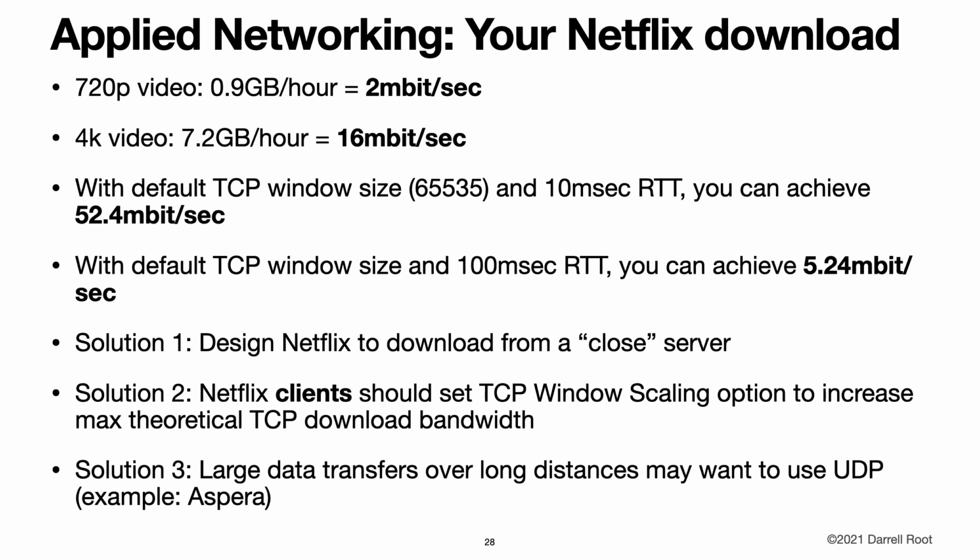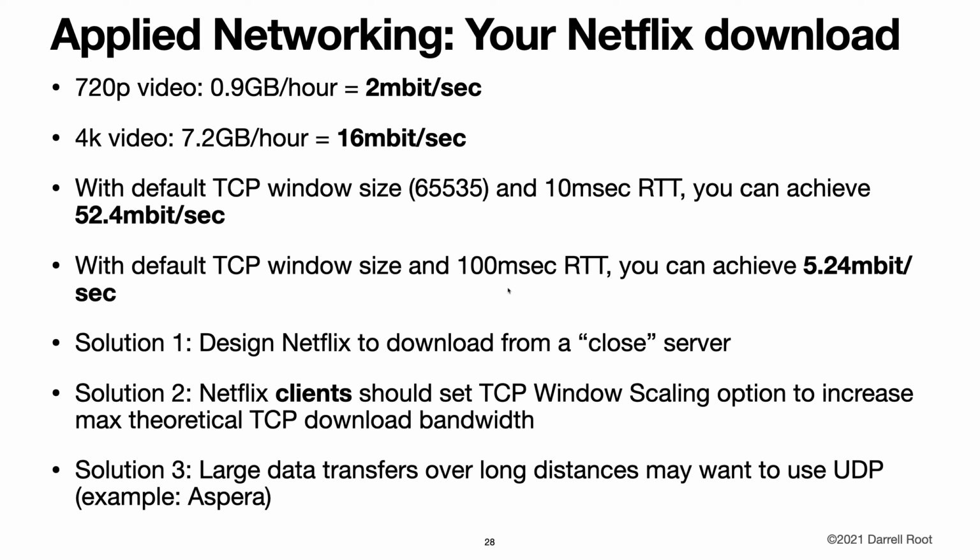Let's turn this theoretical discussion into something important to you. Watching Netflix. A 720p video is 0.9 gigabytes per hour, which is about 2 megabits per second. A 4K video is 7.2 gigabytes per hour, which is 16 megabits per second. With the default TCP window size and a 10 millisecond round trip time, you can achieve 52.4 megabits per second.